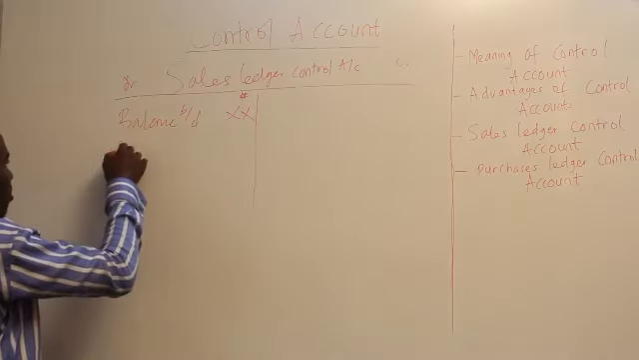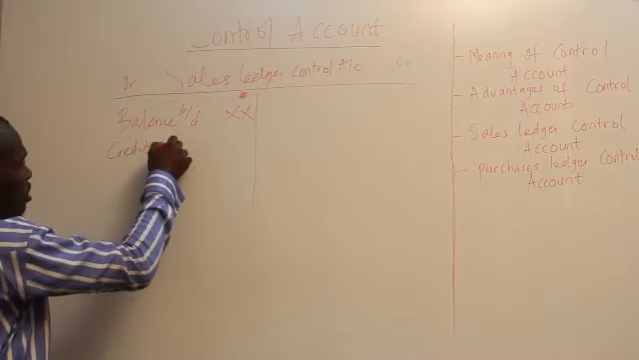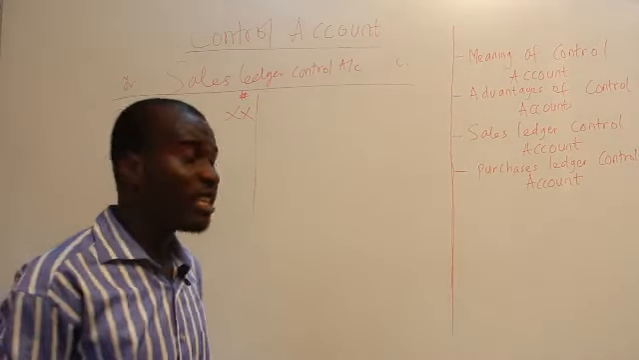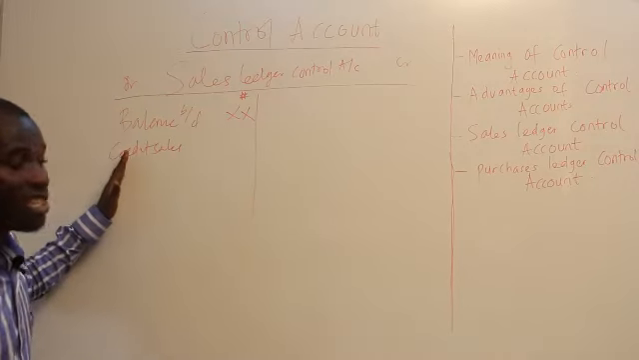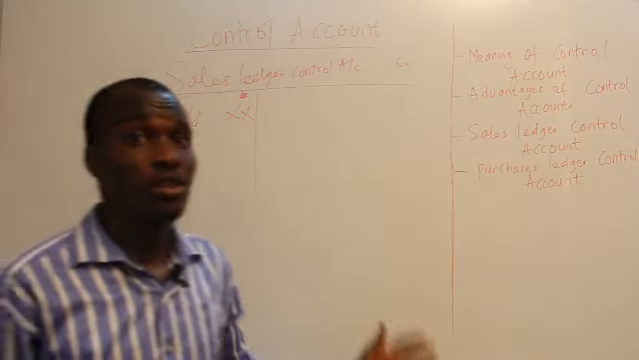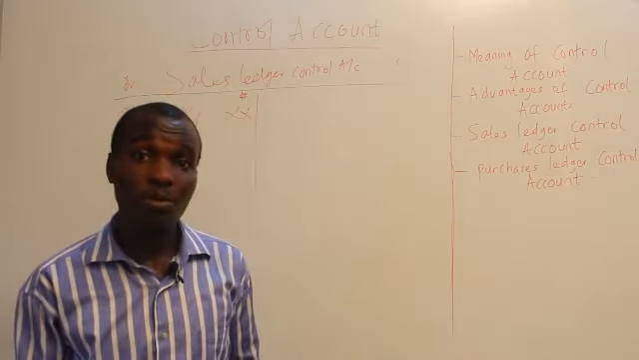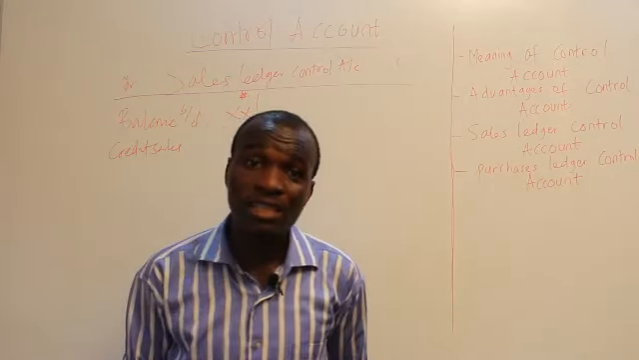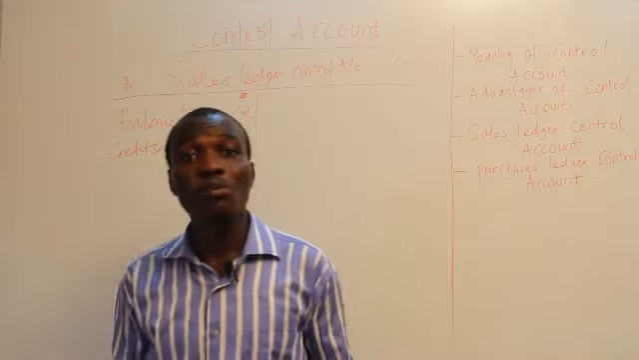So we have our credit sales, when the goods are sold to the debtors. All of the credit sales within the period will be taken to the debit side of the sales ledger control account, because it serves as the debtors account. So when goods are sold on credit, it means their indebtedness has to be increased. So what happens?